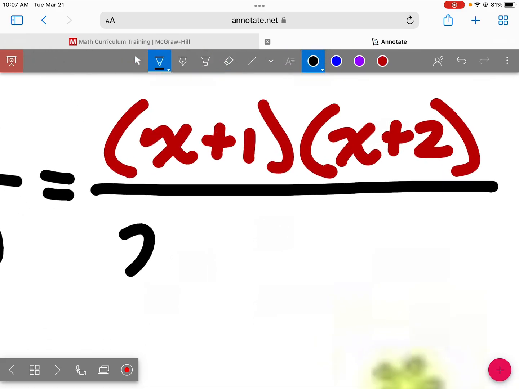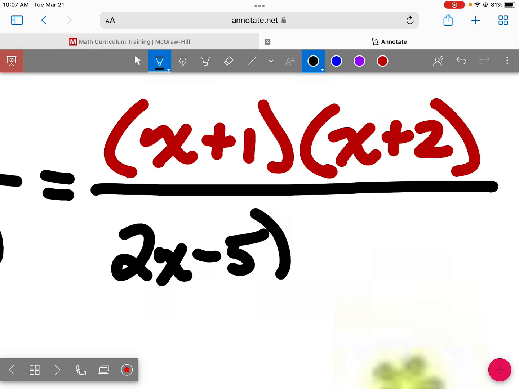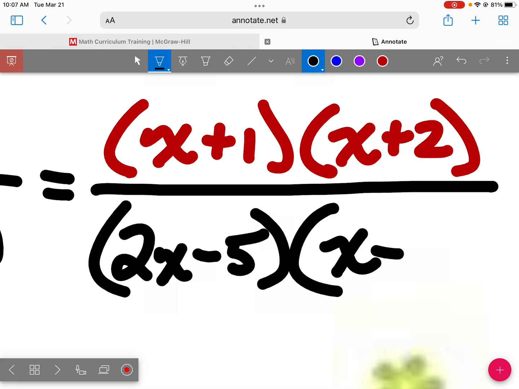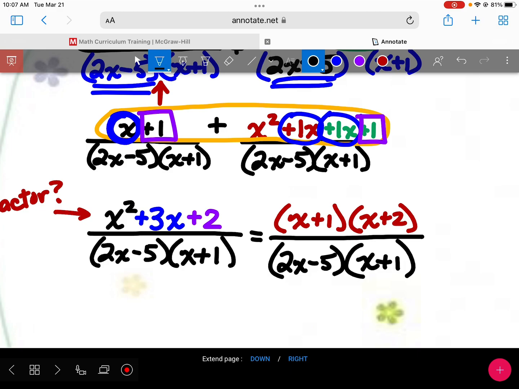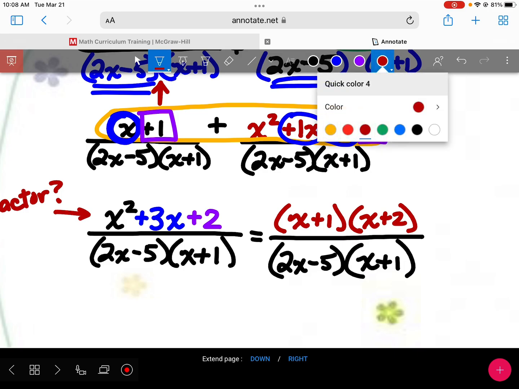Write out my common denominator here, 2x minus 5, x plus 1. Can this reduce? We can cancel out the x plus 1s.